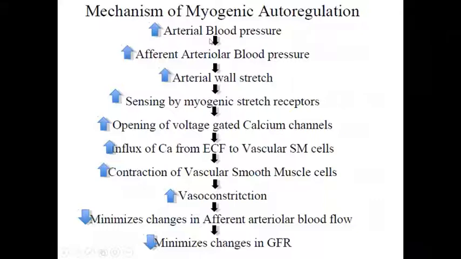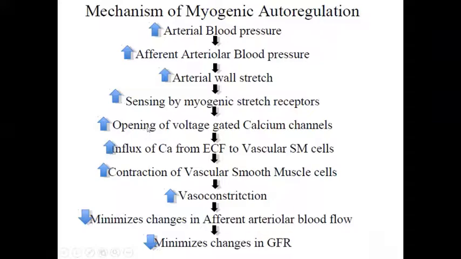So let's start. If you have an increase in the blood pressure, that will cause an increase in the afferent arteriolar blood pressure. Then the arterial wall will be stretched. So there will be stretch on the arterial wall. The sensing by myogenic stretch receptors is going to increase, because we have mechanosensitive receptors in the smooth muscle cells that sense the stretching or the tension.